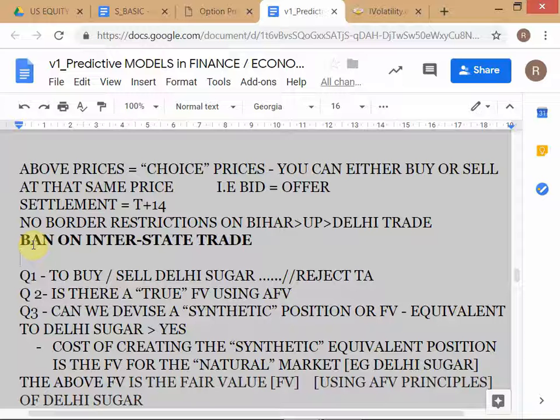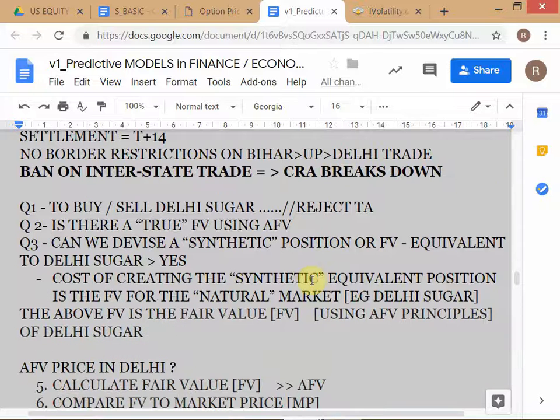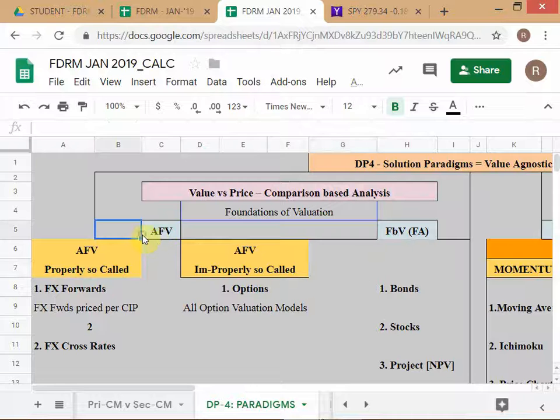Yes. Clear? Is there any kind of restriction or obstruction to my executing the CRA? If you have this, then the CRA breaks down. Now if you go back to question number 2, you were trying to see whether it is possible to get an AFB price for Delhi sugar.